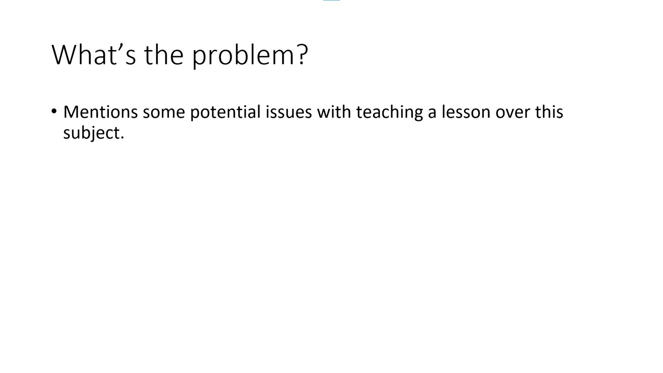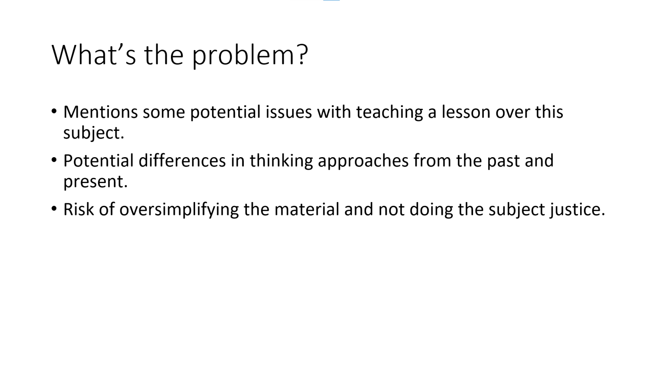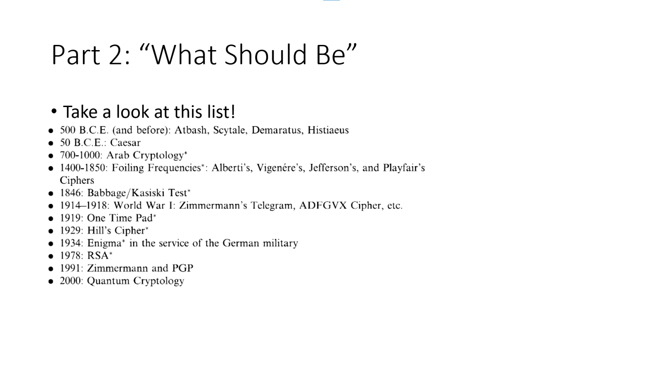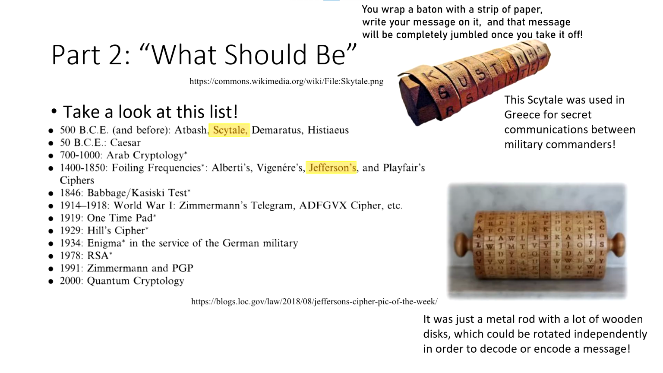The author praises the idea of teaching this type of lesson, but also highlighted concerns of potential conflicts with present and past sentiments toward the subject, as well as the fear of oversimplifying the material. Now, Part 2 explains the historical nature of the subject. One example of a tool that was used in ancient Greece was the Scytale. The Arabs used cryptology and Thomas Jefferson developed the wheel cipher to write sensitive documents.